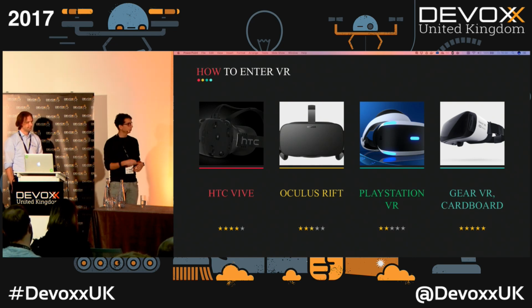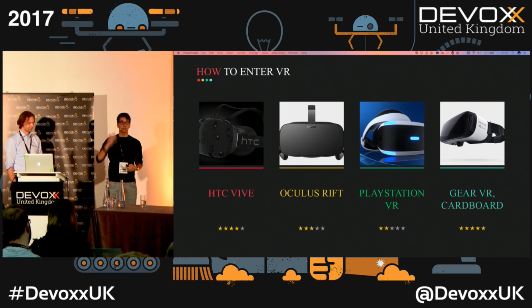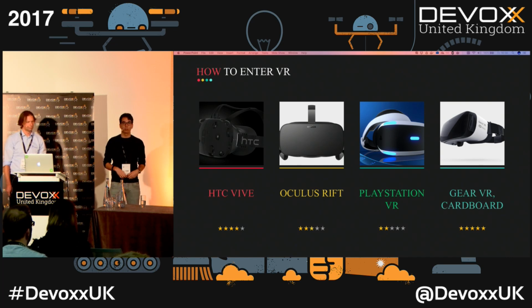And finally, we have the Gear VR and the Cardboards, probably the most accessible devices because they are very, very cheap. You can make a Cardboard yourself with like $3 or pounds or euros or whatever. Very accessible, and you have the Google Play Store, very easy to download all kinds of apps.